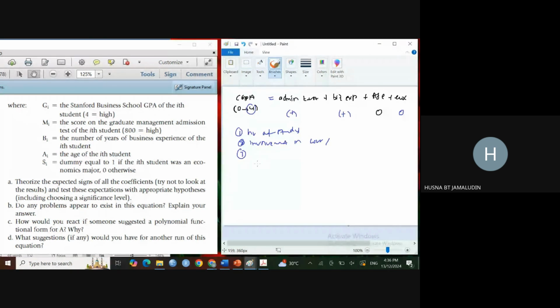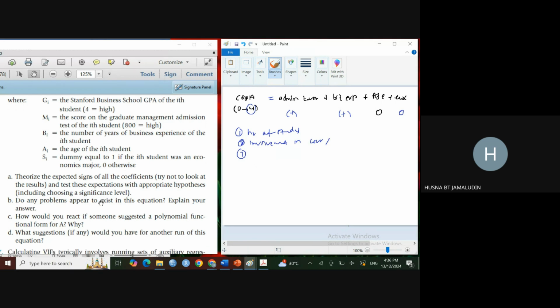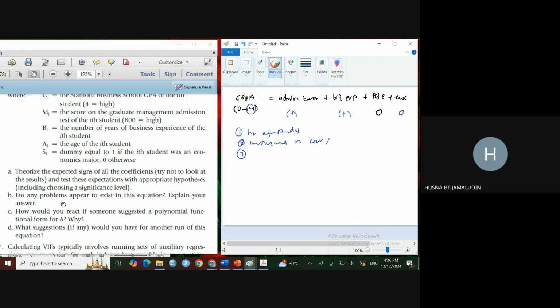So you can actually list down whatever relevant factors, because it's all about you. It's not about me. So I don't know what affects your CGPA. Okay. So the problem is that you have irrelevant variables. You have omitted relevant variables. You can list whatever. And then, do you have multicollinearity as well? Do you have multicollinearity here? Admin test and business experience, are they explaining each other? No. No. So no multicollinearity. I cannot explain the serial correlation and heteroskedasticity because we are not looking at them yet.